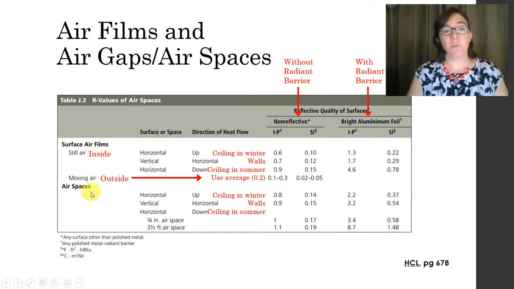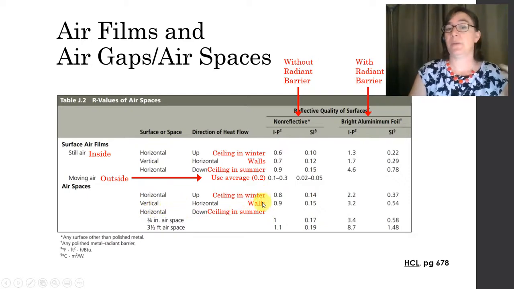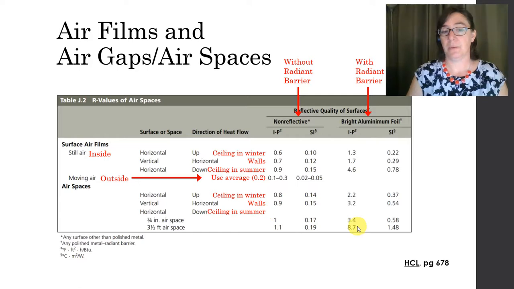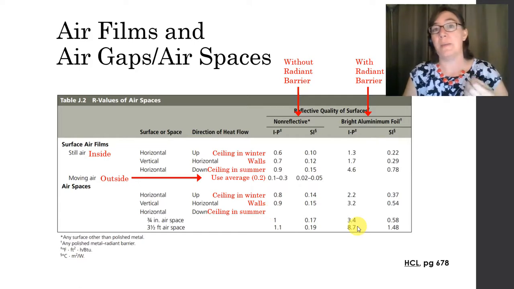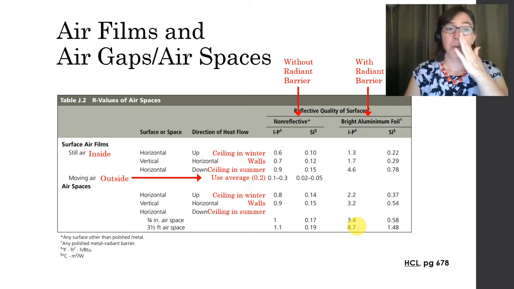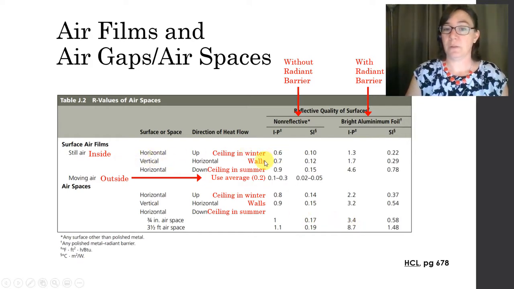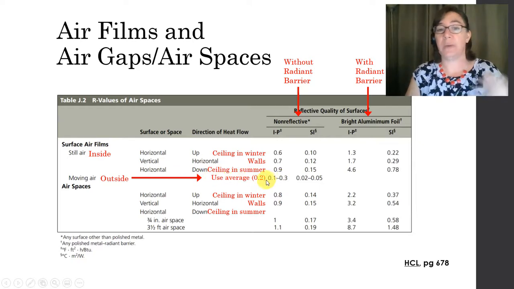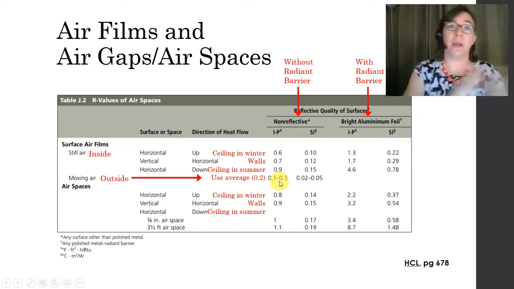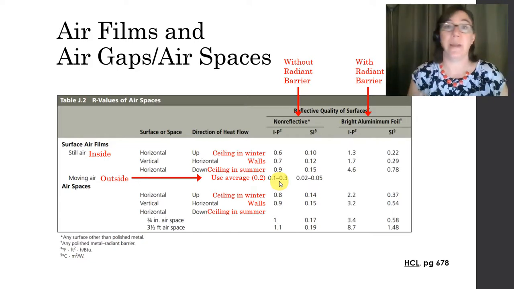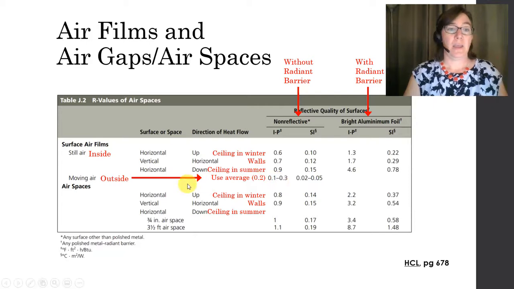Again, we've got the horizontal, vertical, etc. It means the same thing: ceiling in winter, walls, ceiling in summer. For the examples I'm going through today, we're going to be working with walls, and therefore our number for the air film on the inside will be 0.7. For the air film on the outside, we're going to use an average of 0.1 to 0.3. We're going to use 0.2. That range, by the way, depends on weather and air motion. And for air spaces, because we're doing walls, that value will be 0.9.